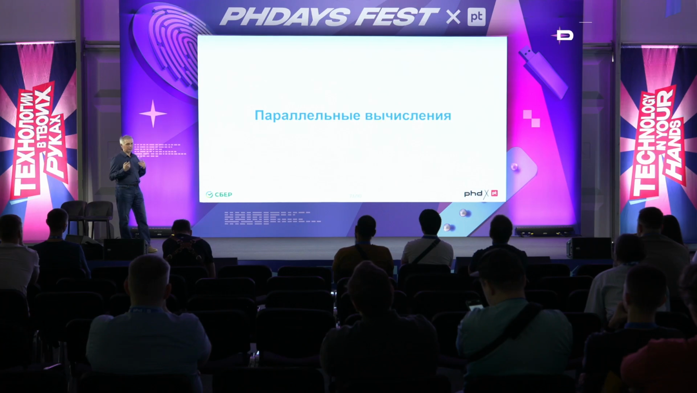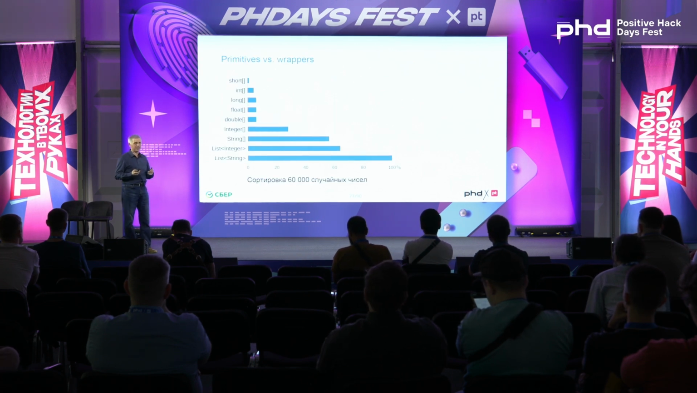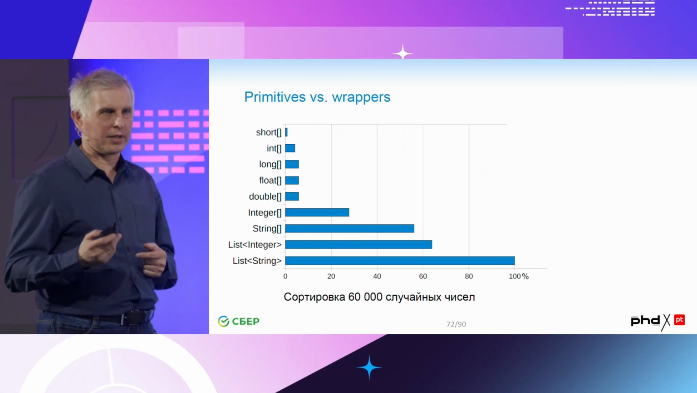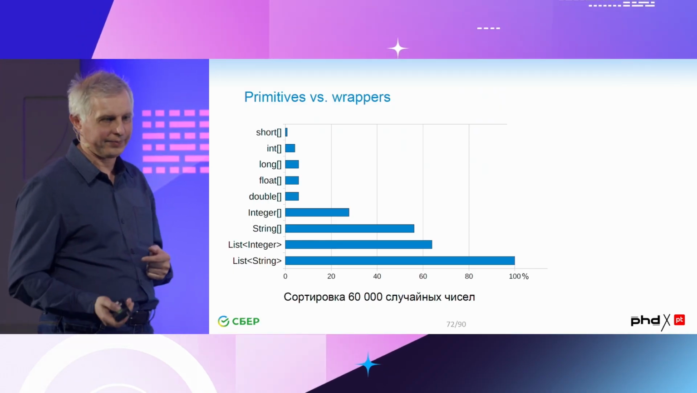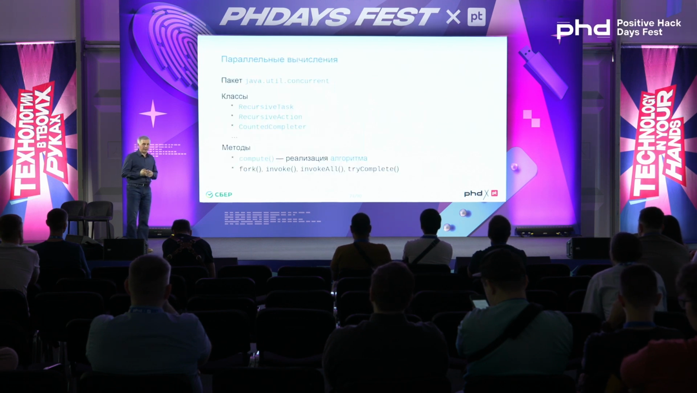So if in your application you often sort data, take a look at its type. Maybe just through a change in the type of data, you'll be able to improve the performance of your application.